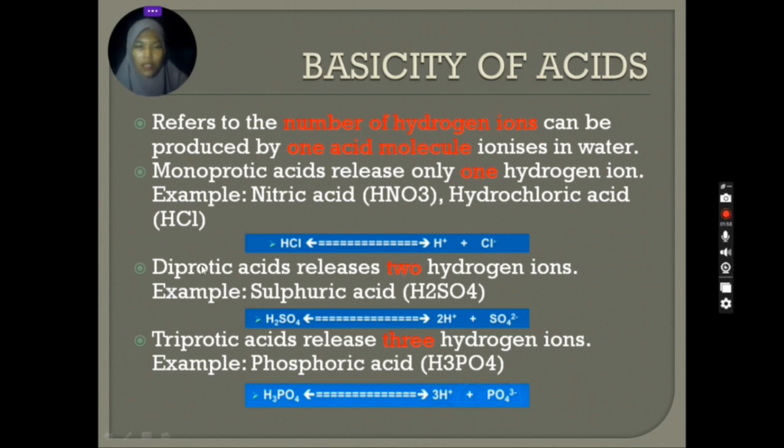Next is diprotic acid. Diprotic acid releases two hydrogen ions. For example, sulfuric acid. Sulfuric acid ionizes to two hydrogen ions. And triprotic acid. Triprotic acid releases three hydrogen ions. For example, phosphoric acid. Phosphoric acid ionizes to three hydrogen ions and phosphate ion.